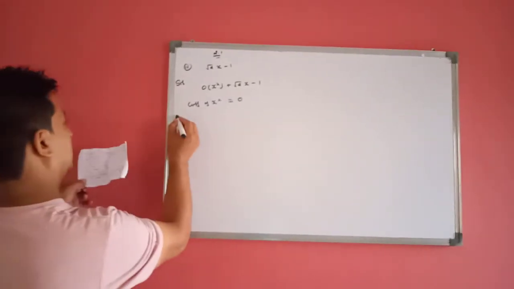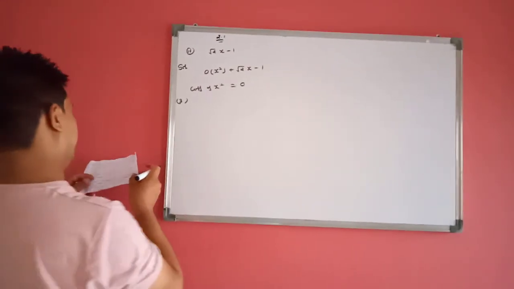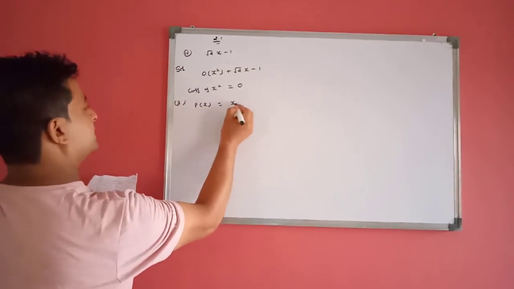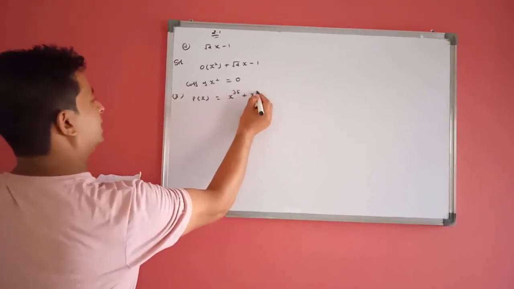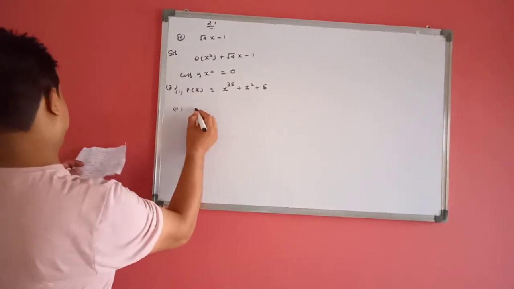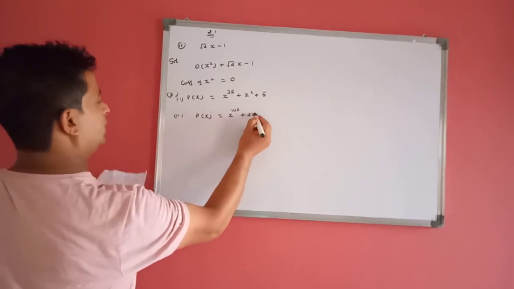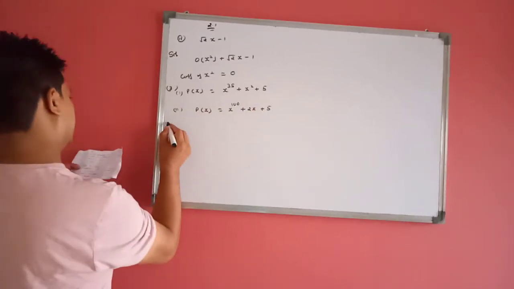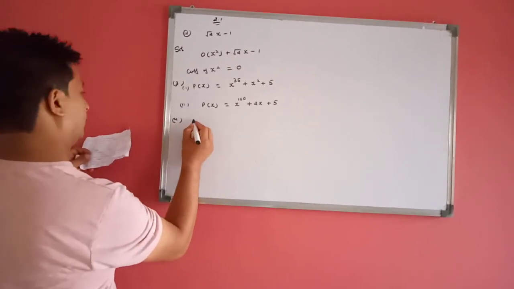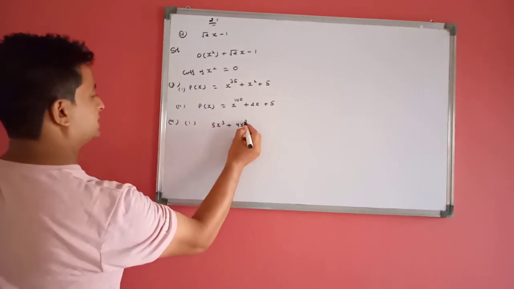In question number 3, give an example each of a binomial of degree 35 and a monomial of degree 100. We write the first as x power 35 plus 5, and the second of degree 100 as x power 100. These are the polynomials.